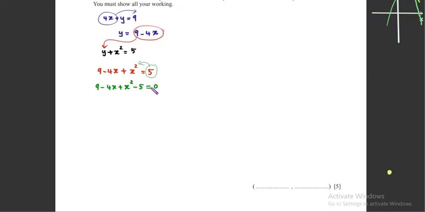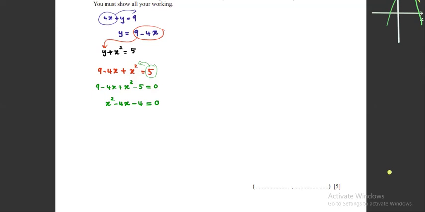I need to combine all the like terms, so I can write it as x squared minus 4x plus 9 minus 5, which becomes plus 4, equal to 0. Now, I need to factorize this, so I can make use of the formula, or the factorizing method, or even the completing the square method, which will give us the same answer. But I'm going to see if the factorizing method works here.